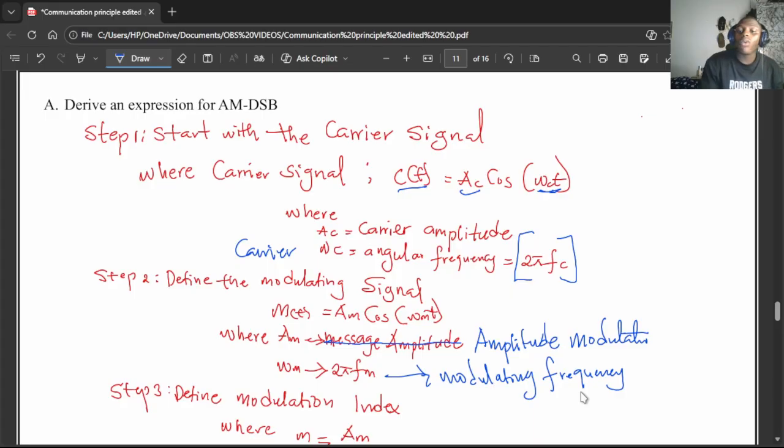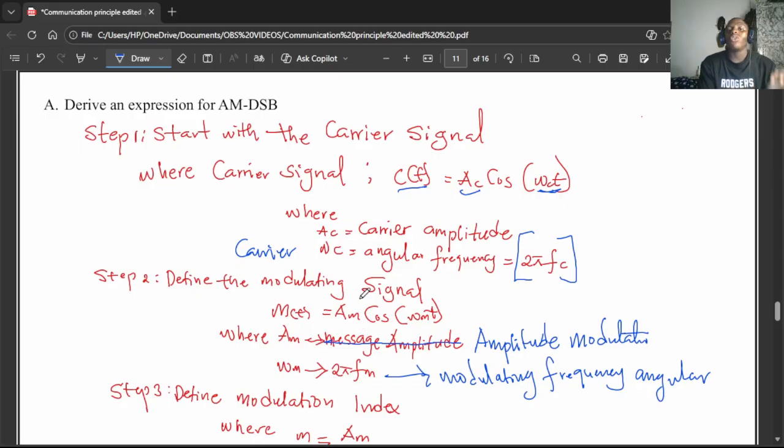More precisely, it is your modulating angular frequency. You add the word angular. Angular should be there. And it is given by 2 pi fm. Now, what's your fm here? Your fm simply stands for your modulating frequency. Take note, your wm is the angular modulating frequency, while your fm is your modulating frequency.